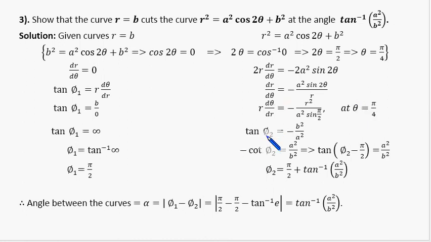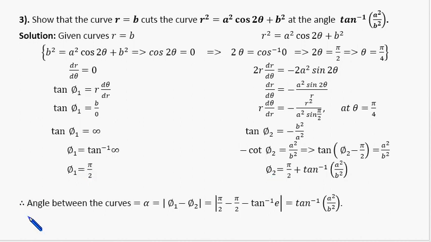Therefore tan φ2 = -b²/a², or the term with minus, -cot φ2 = a²/b². When I take the reciprocal, this implies tan of (φ2 - pi by 2) = a²/b², that is, φ2 = pi by 2 + tan inverse of a²/b². So that is the second angle.